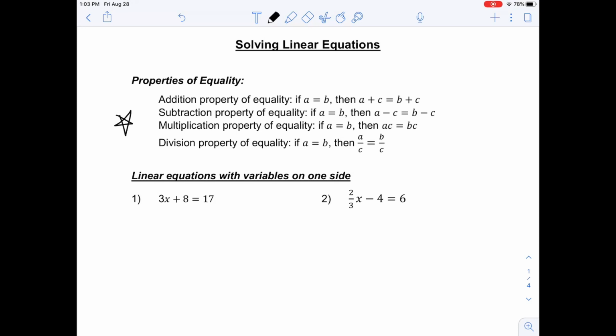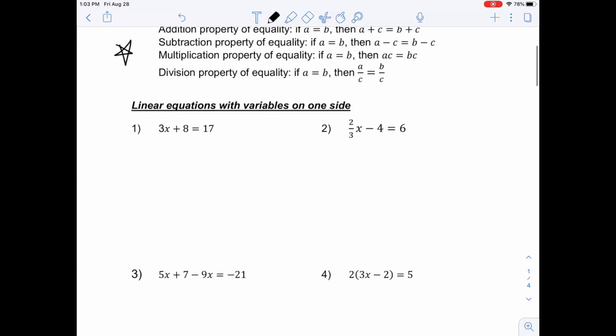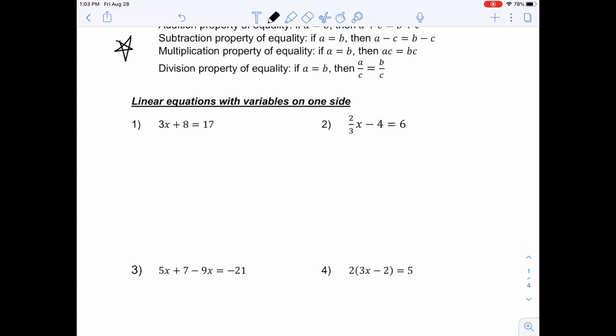Multiplication, division, the same thing. If you multiply both sides of the equation by the same value, or if you divide both sides of the equation by the same value, you are preserving the equality. This will help us to isolate the variable, which means solving for that particular linear equation. So let's pick up with number one, and I'll show you how we do that. Looking at number one here, we want to get this x value by itself.